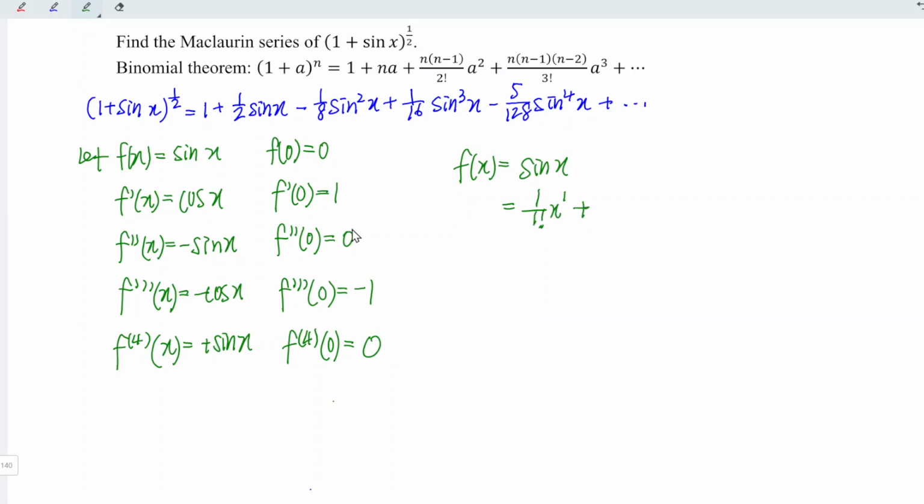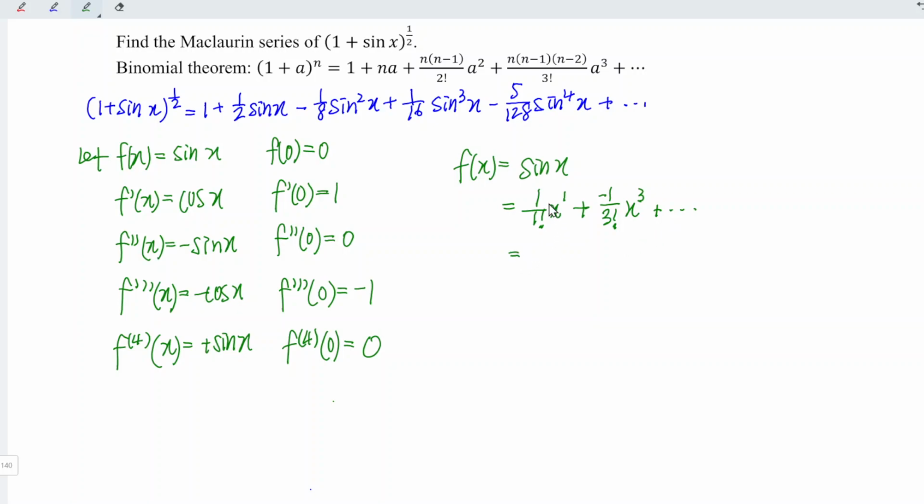And we plus, this is 0, ignore. This is -1. So we copy -1 divided by, this is third order, so 3 factorial x to the power 3. And next term we have 0 again. So basically we can stop here since what we need here is up to x to the power 4.